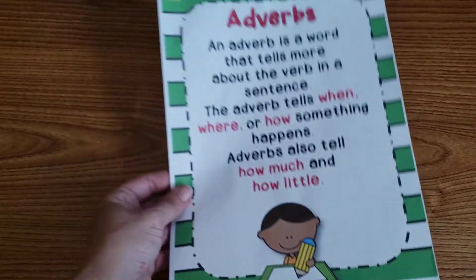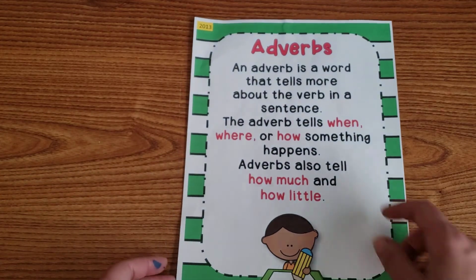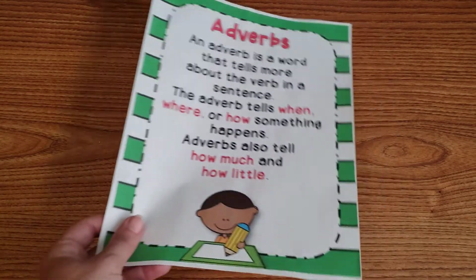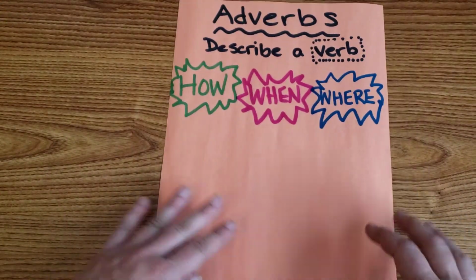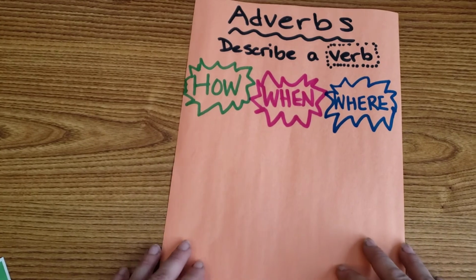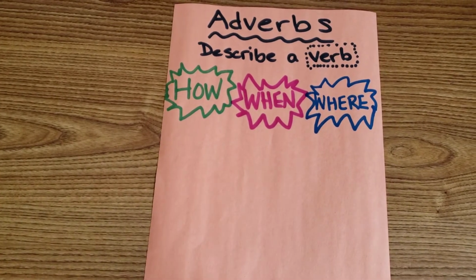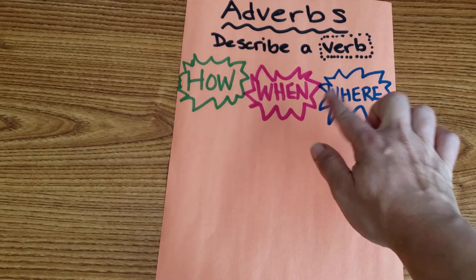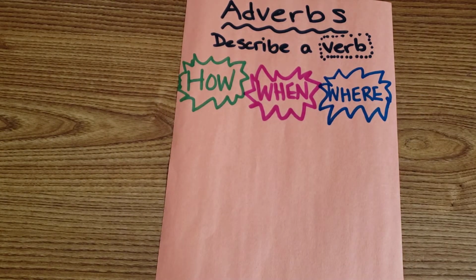It tells us more about a verb. It tells us when, where, or how something happens. That's the important thing, right? Let's take a look at some adverbs, and then I'm going to do an example activity that you are going to complete today. Adverbs describe a verb. They tell us how, when, where, right? Let's look at some and put them in the right spot.